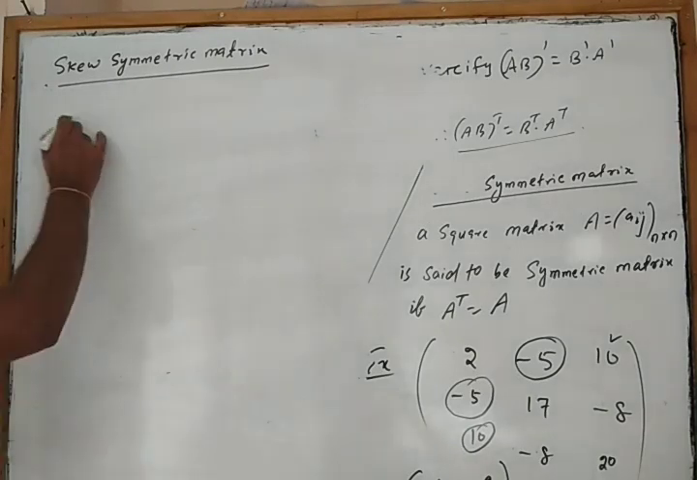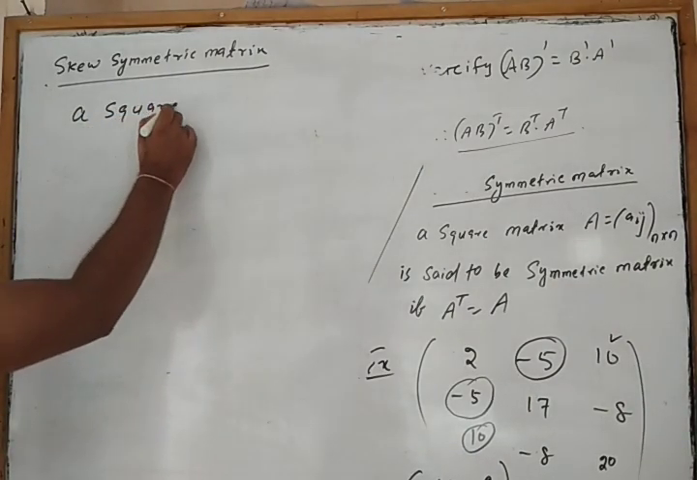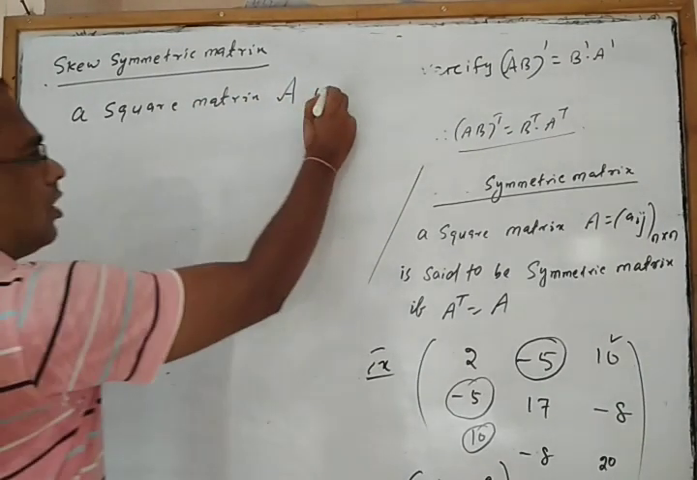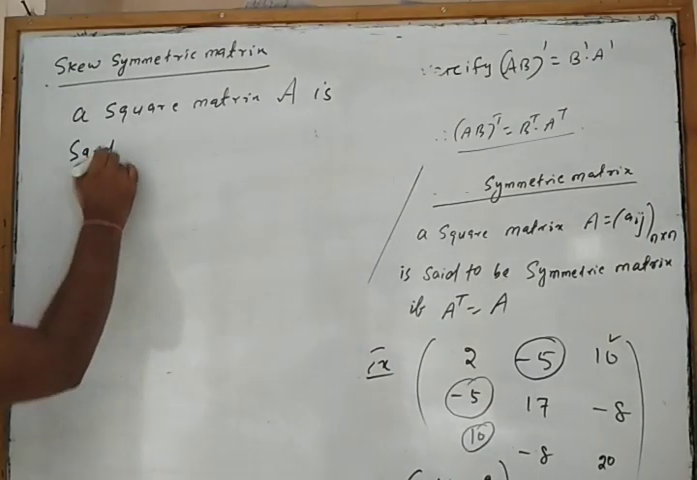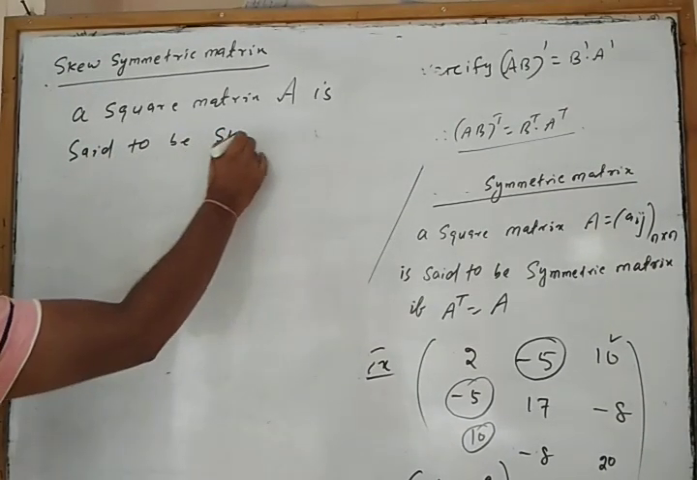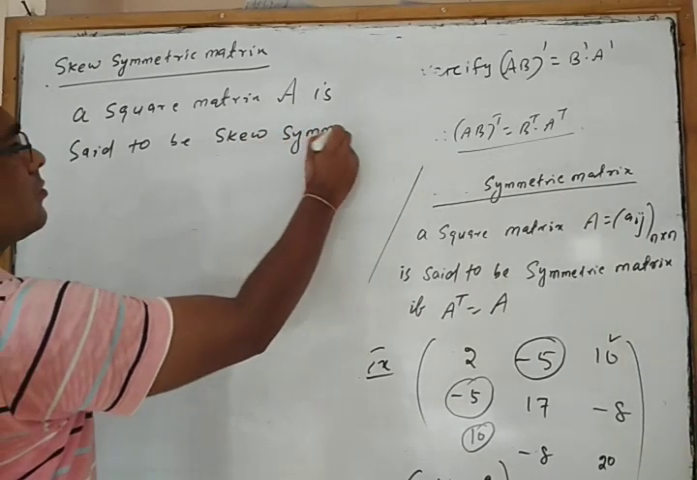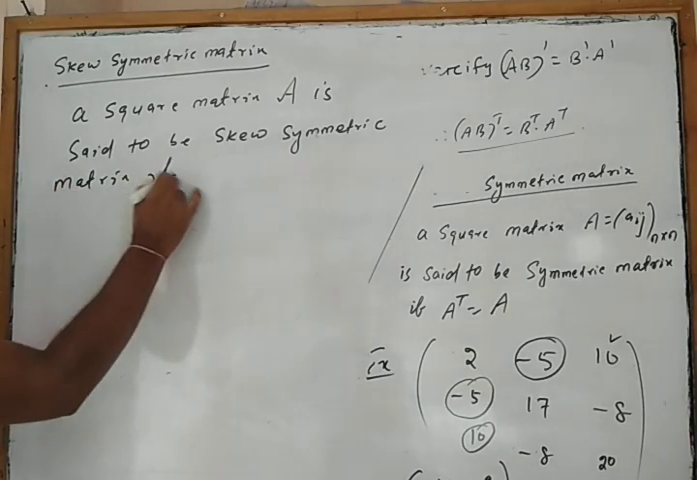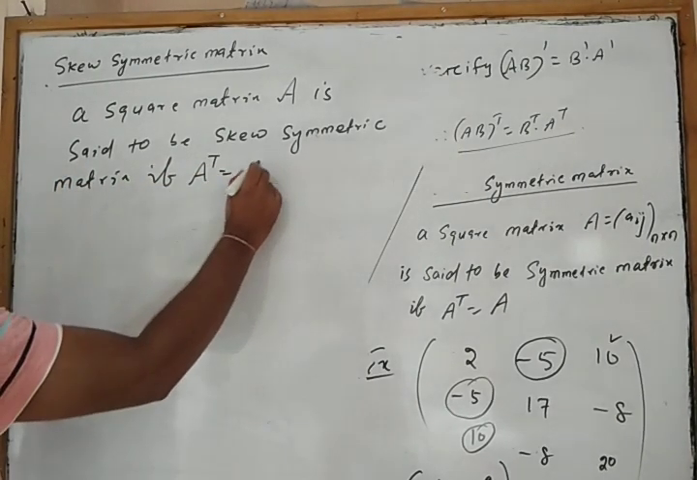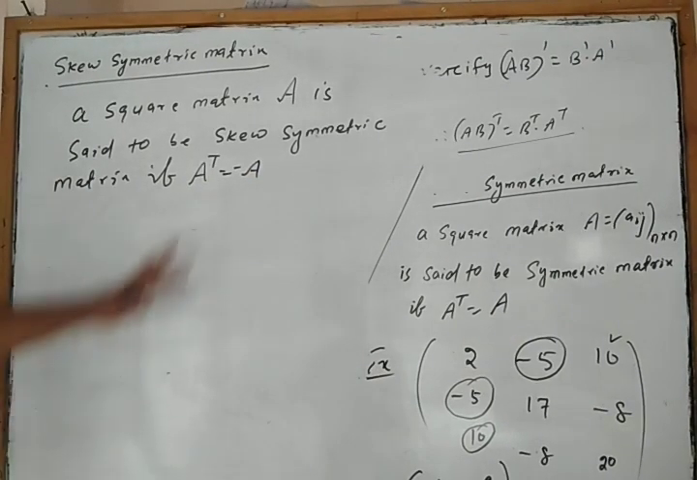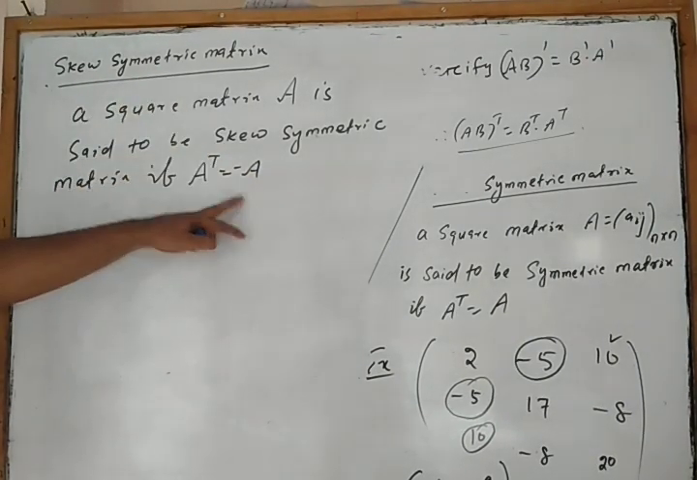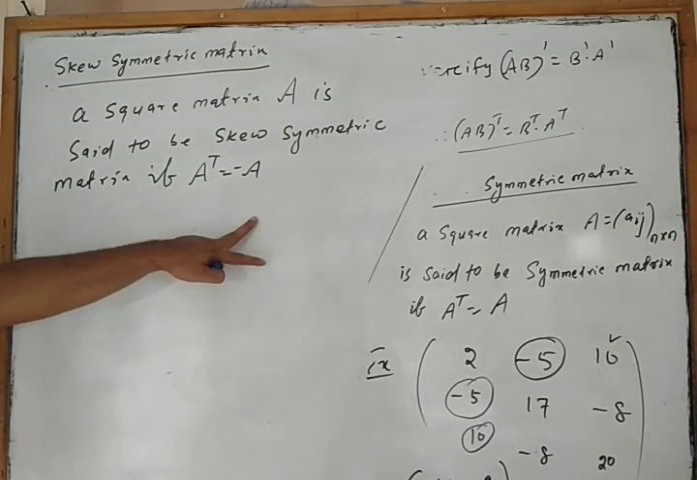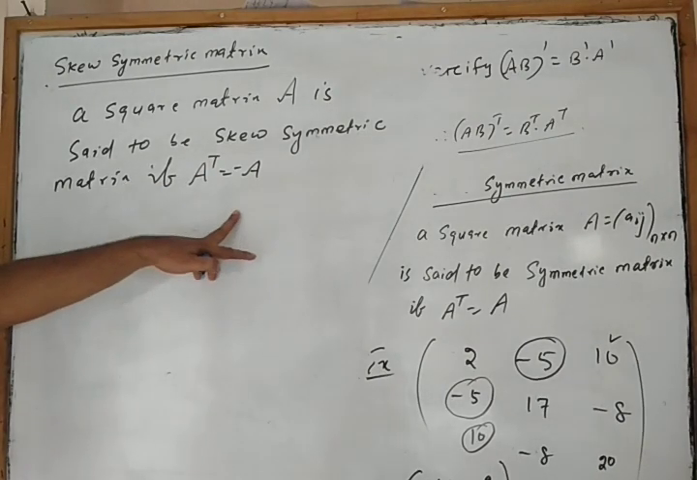Next, skew symmetric matrix. A square matrix capital A is said to be skew symmetric matrix if A transpose equal to minus A. If A transpose equal to minus A, then that matrix is called skew symmetric matrix. But the symmetric matrix means A transpose equal to A. This is the symmetric. In skew symmetric, A transpose equal to minus A.